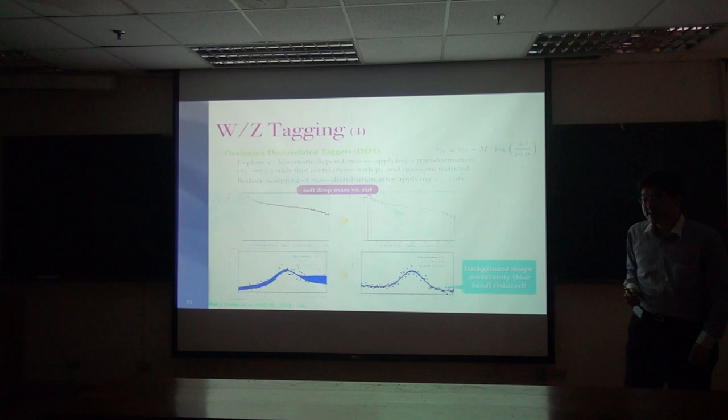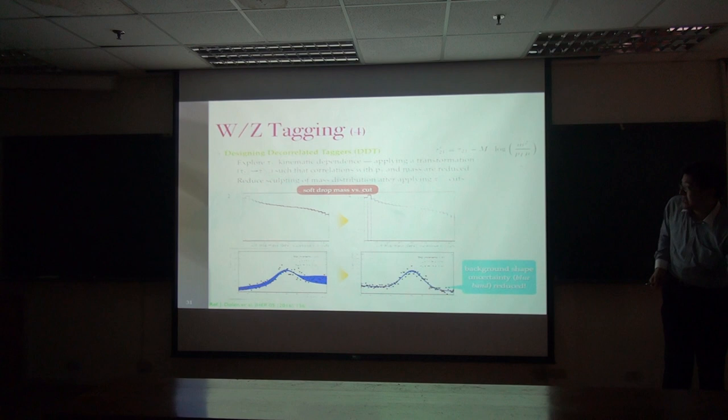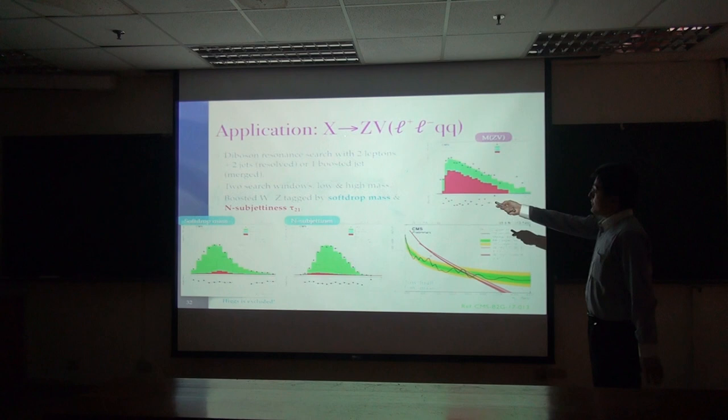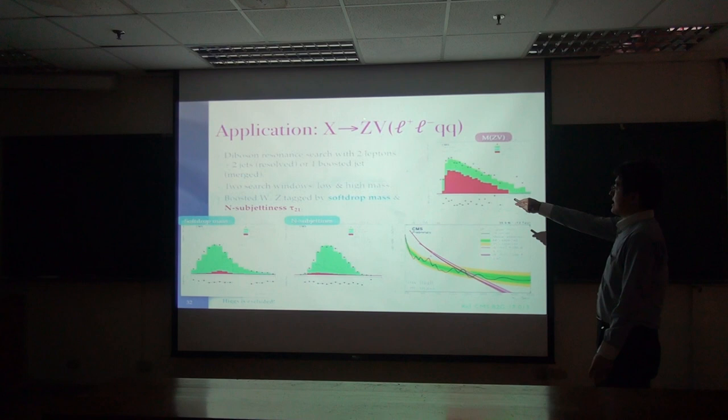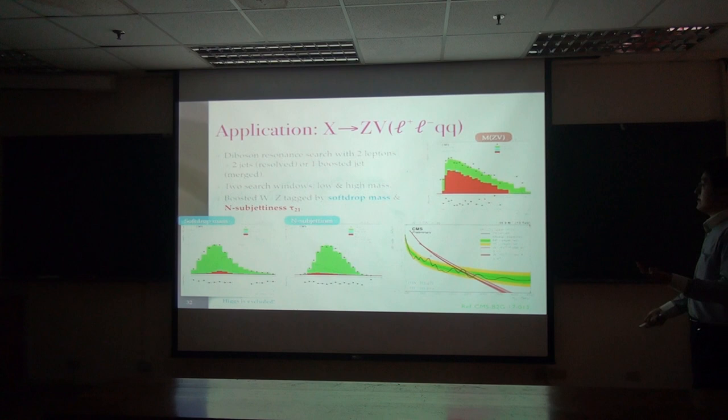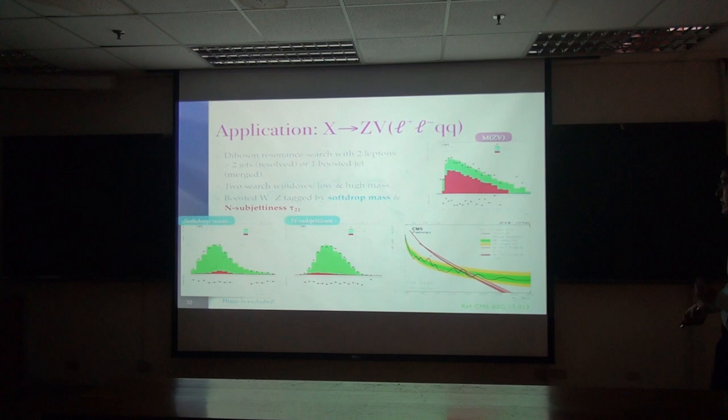I'm just going to show you one example of using this kind of tagger in a real physics analysis. This is one typical search, looking for a very heavy particle decaying to a Z plus a vector boson. The Z decays to 2 leptons, and this vector boson can be W, Z, or Higgs, which decay to 2 quarks. In this analysis, they don't include Higgs because Higgs has a different property. I'm going to talk about it later, but here it only includes W and Z.